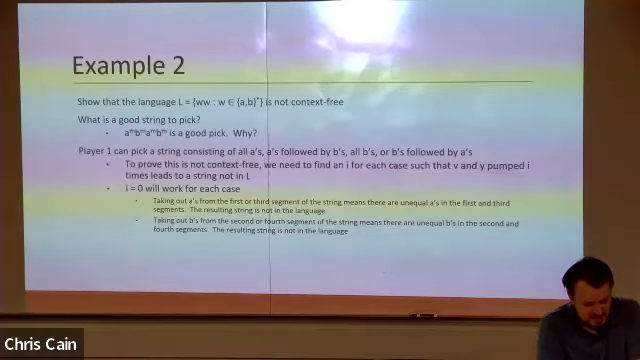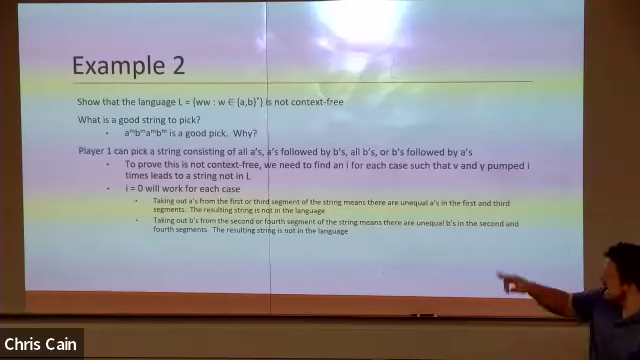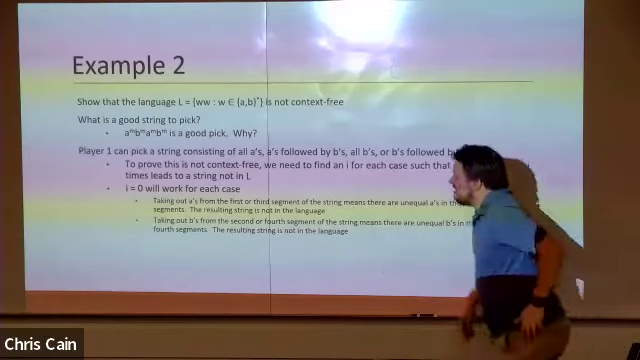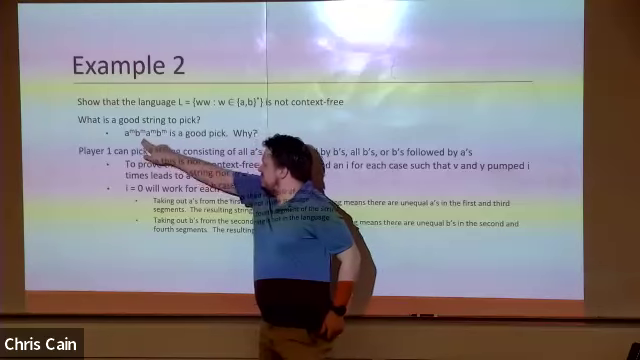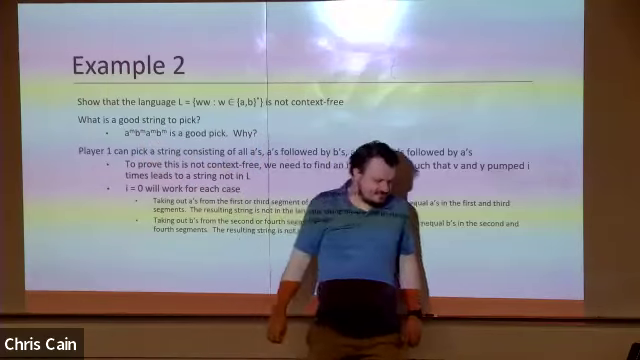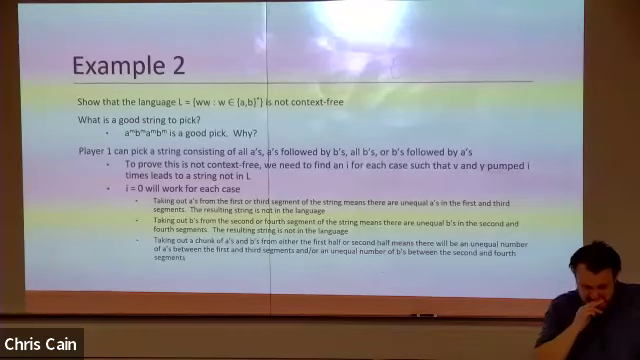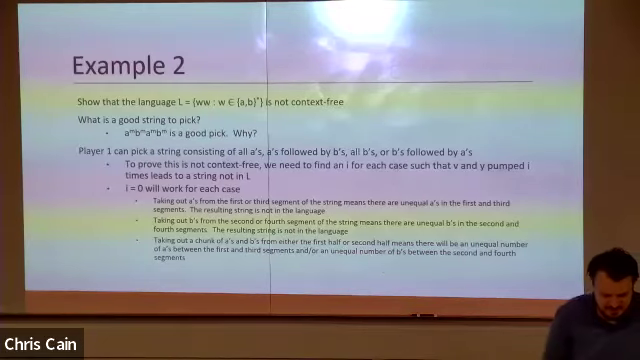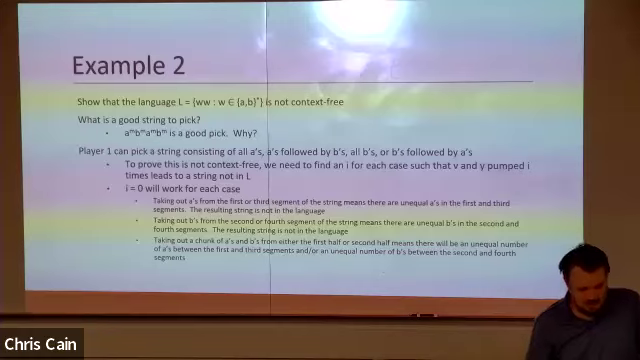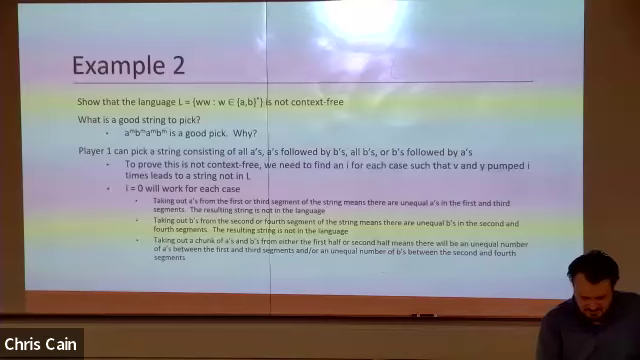Now it's worth thinking, all right, we take out a chunk of A's and B's. So VXY comes from the overlap of these A's and B's, these B's and A's, or these A's and B's. So if you do that, a chunk of A's and B's from either the first half or the second half means we don't have an equal number of A's between the first and third segments, or an unequal number of B's between the second and fourth segments. Whichever one you go through, you just show that.